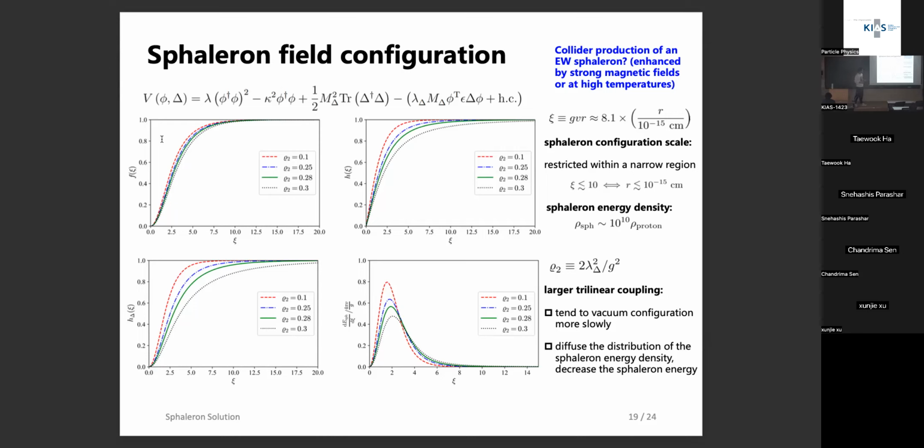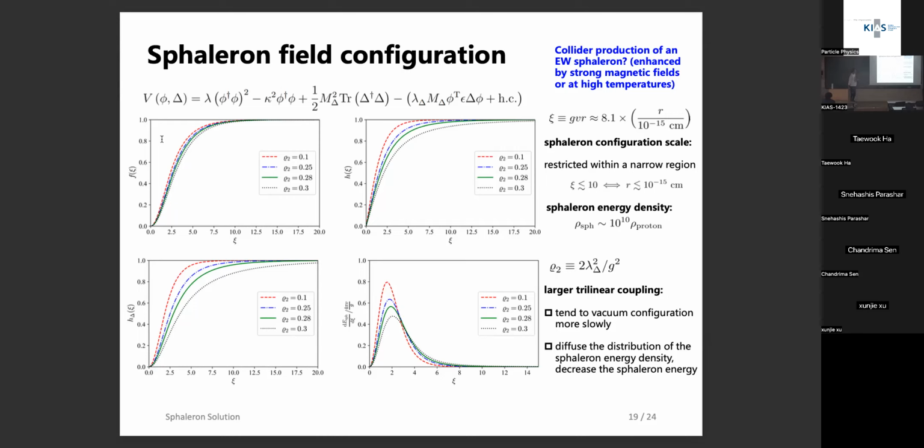And because the length scale of the Sphaleron is about 2 orders of magnitude smaller than the proton, the volume is 10 to the minus 6 smaller than the proton. And because the typical energy of the Sphaleron is about the order of 10 TeV, the energy density of the Sphaleron, if you look at it as a particle, is about 10 to the 10 times the energy density of a proton. Then the interesting question is: can we produce electroweak Sphaleron using high energy colliders?